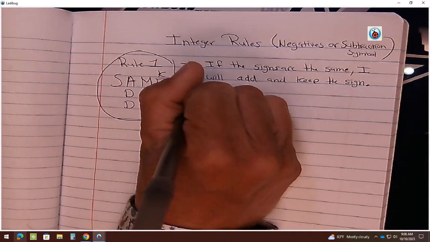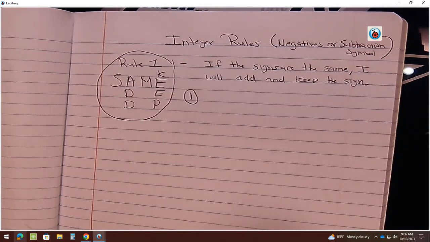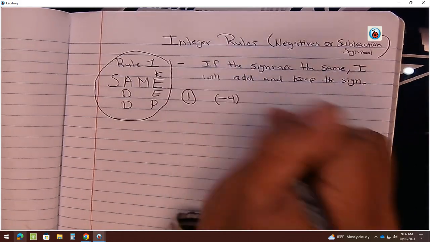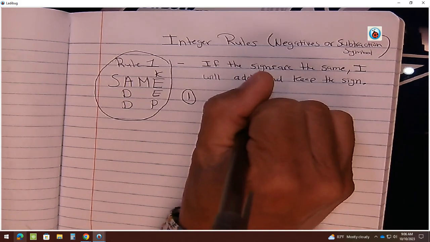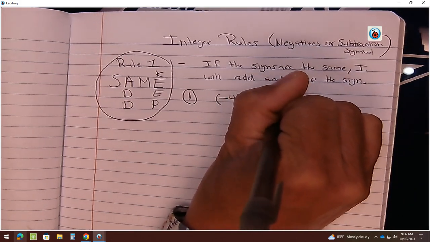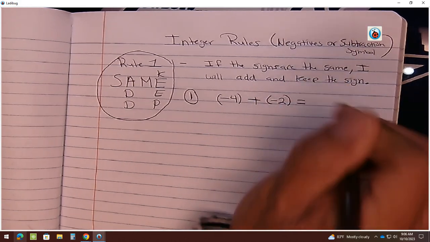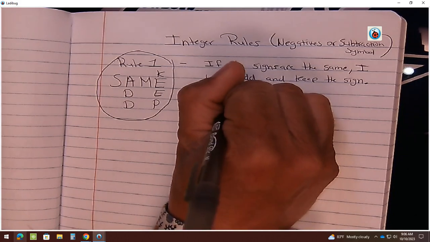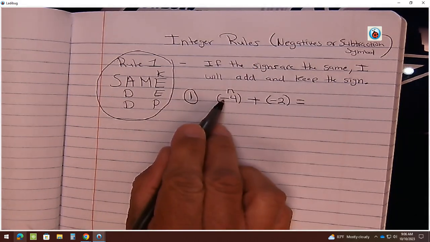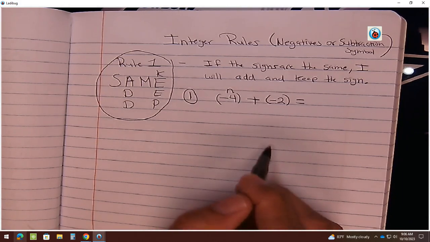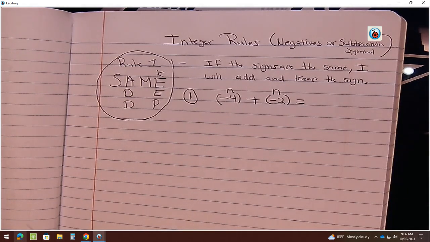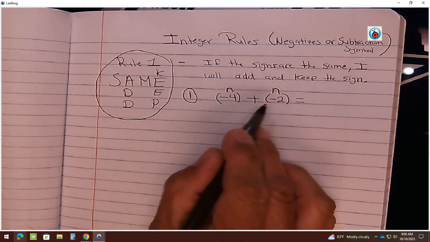So let's pretend, here's number 1. Let's pretend we have -4, and usually they put it in parentheses. Sometimes they don't, but they usually do. Plus -2 equals. Again, your first job is to get the facts. The facts is that I have a negative. Do you agree? You see that little symbol there? That's a negative sign. And the 2 also has one in front of it. So that's also a what? A negative sign. So we have a negative and a negative.